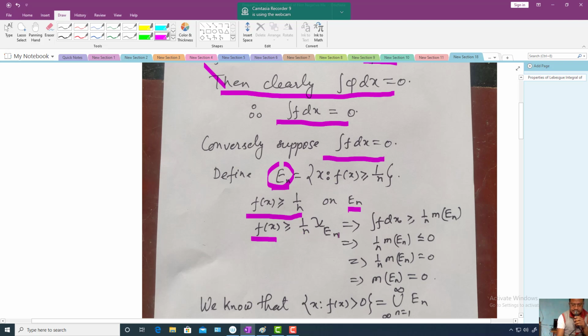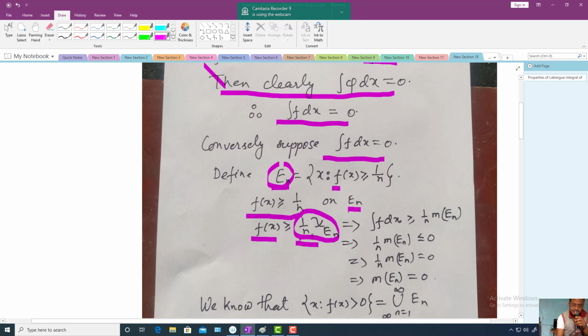So what is this? This is a simple measurable function. It is a constant times chi_{E_n}, and E_n is measurable because the function f is measurable. So this is a simple measurable function which is less than f(x). How do you find the integration of f(x)? You consider all those simple measurable functions which are less than or equal to f, then you find the supremum. So this is one of the candidates in the collection of simple measurable functions which are less than or equal to f(x).